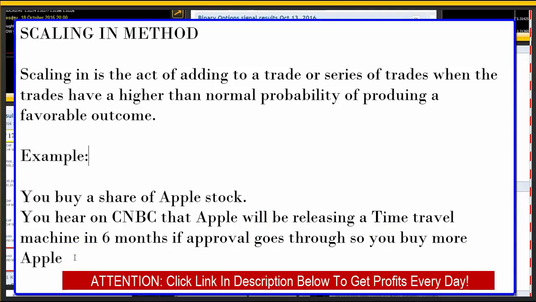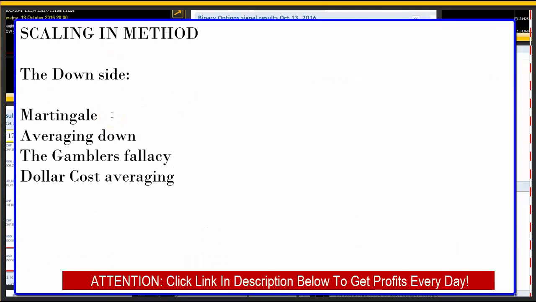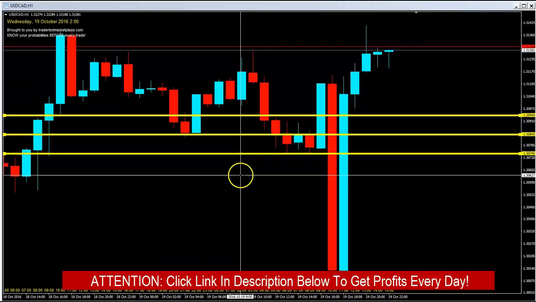So you buy more. Now there's a downside. Martingale, averaging down, the gambler's fallacy, dollar cost averaging, all of these mean the same thing. What do they mean? They mean you're going to blow out your account and have nothing if you continue to do this without strict parameter rules. Okay, so if you don't know what any of these mean, I'm going to show you just so that you know what not to do.